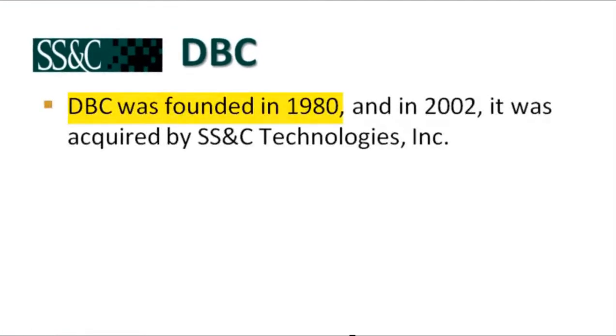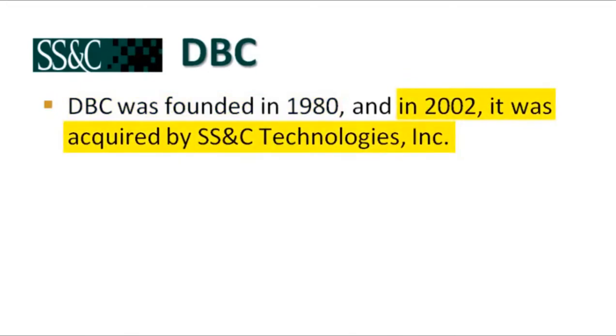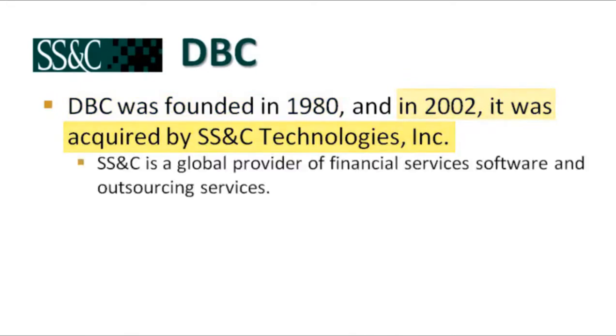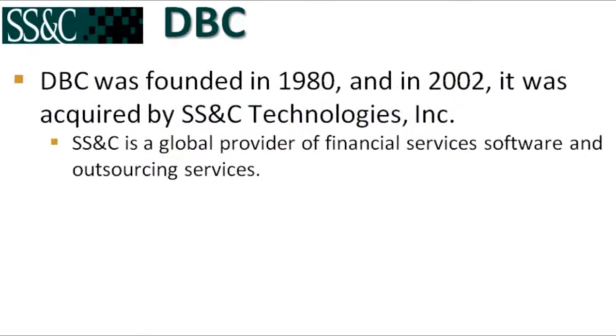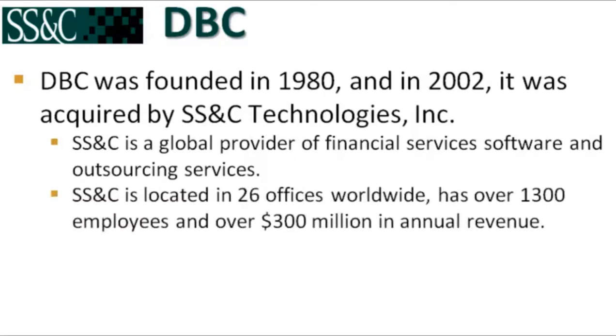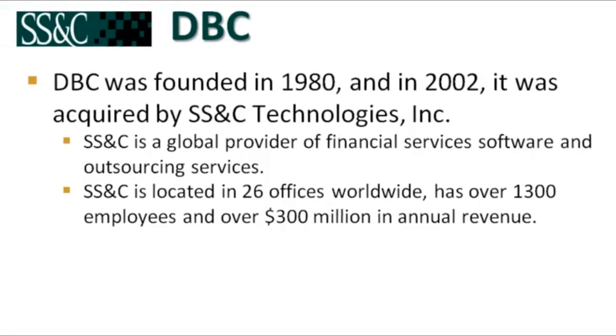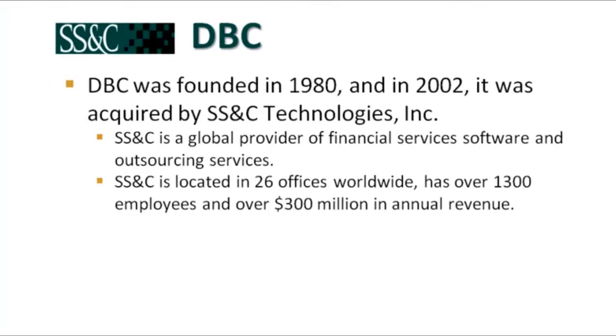DBC was founded in 1980, and in 2002, it was acquired by SS&C. SS&C is a global provider of financial services software and outsourcing services, and it is publicly traded on NASDAQ. SS&C is located in 26 offices worldwide, has over 1,300 employees, and over $300 million in annual revenue.